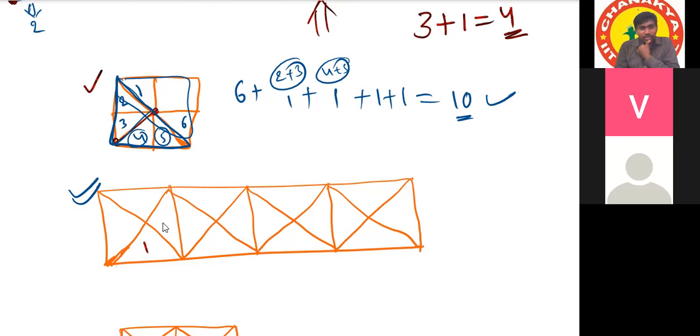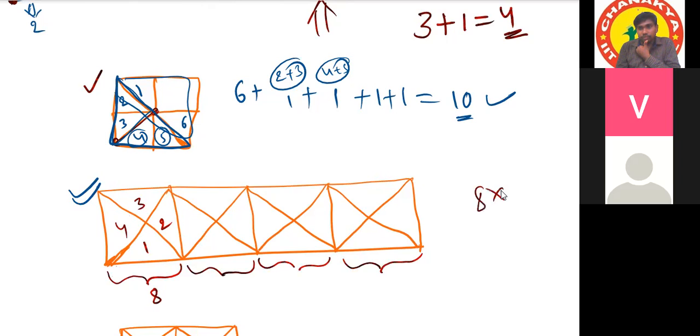Or else we can find the number of triangles in one figure and then multiply it. From here to here, how many? 8. How many squares are there? 4. So overall it is 8 into 4, 32. But this is not final, because this is different. We got 8 here, but whenever we join these two, there is another triangle forming.